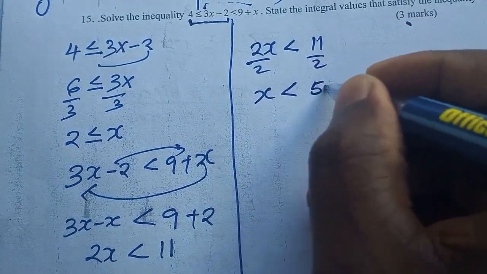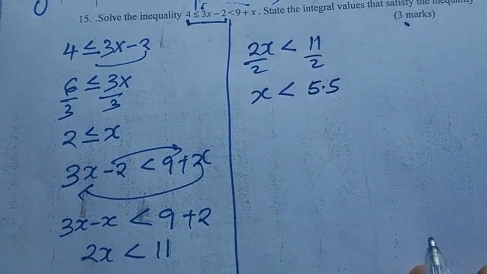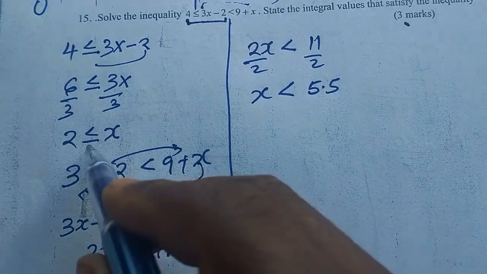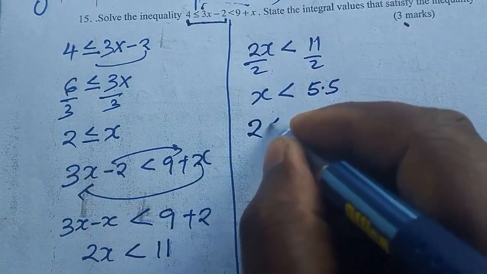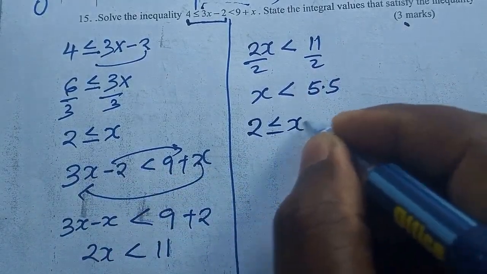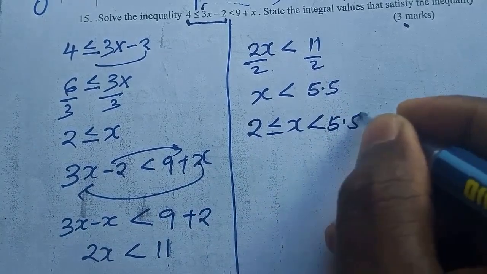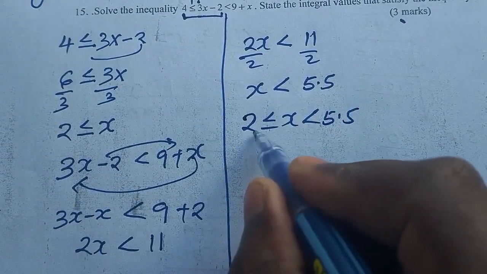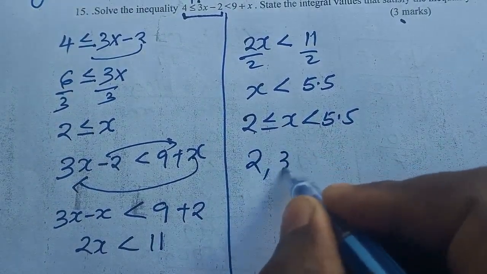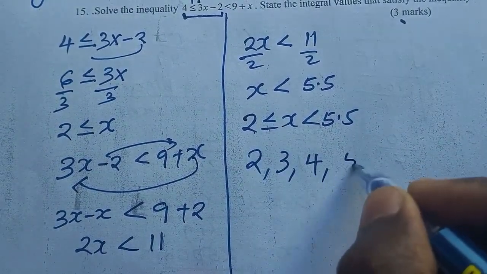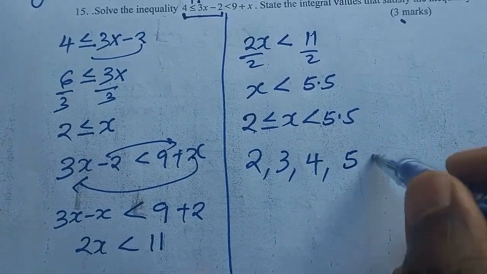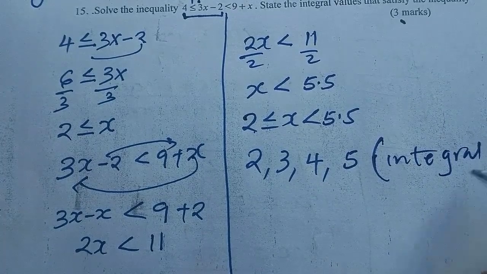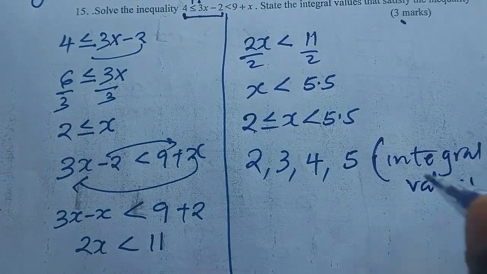Right? Now the range will be from the smaller one is x, so we will have 2 is less or equal to x, x is less than 5.5. Now, what are the values which are inside here? The values we start with 2, 3, 4, and 5. So these are the integral values. We don't include 5.5 because it is less.